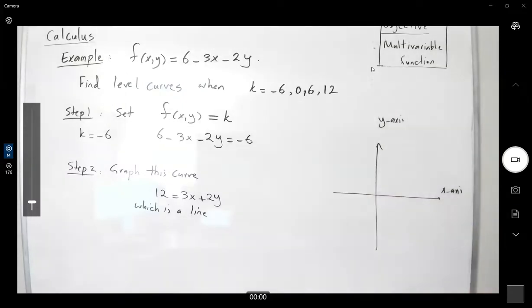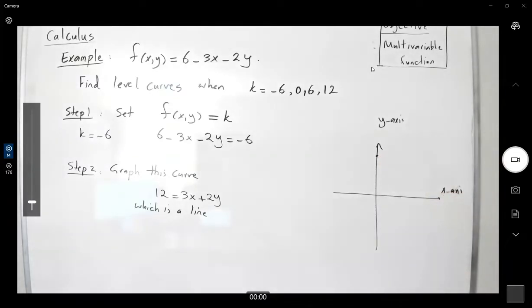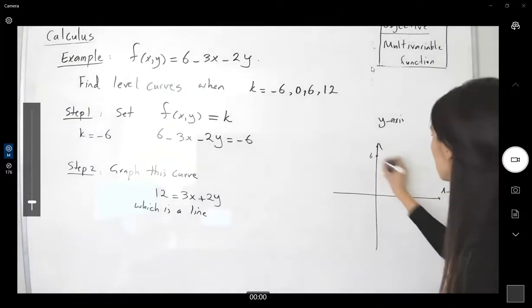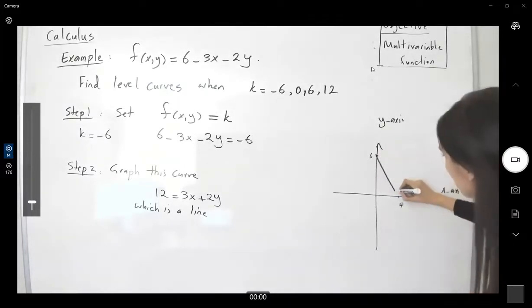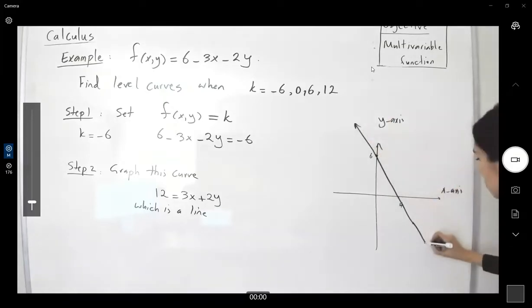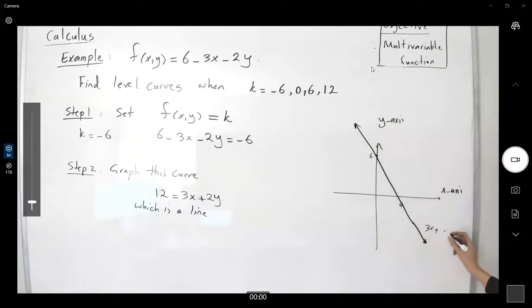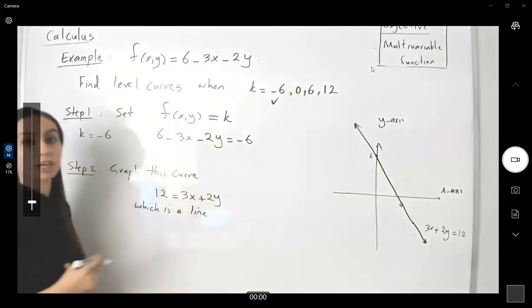Very well. So here we have this point, and here we have this one. This is 6, and this is 4. Well, let us connect these 2 points. This is a line. Which line? 3x plus 2y equals 12. So we're done with the first k.